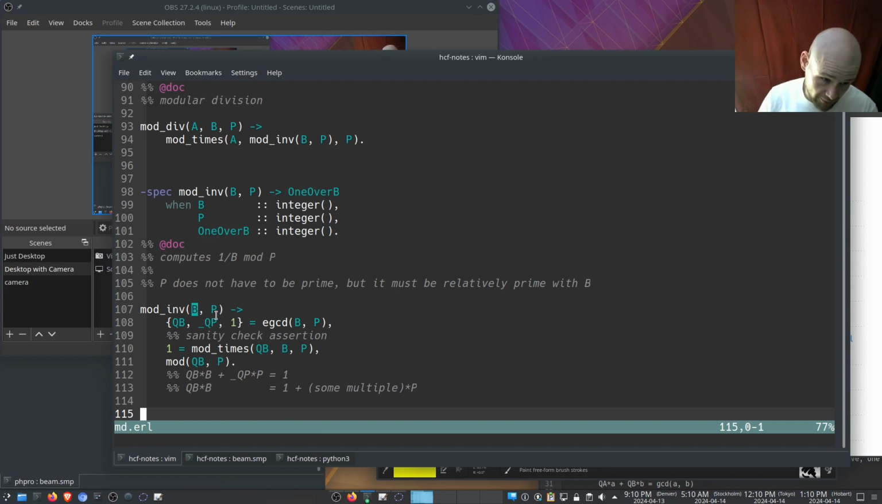Okay, so 1 over b mod p. Once again, we compute qb and qp with 1. This is again asserting that the GCD is 1. This will crash if we tried to compute 1 over 9 mod 12, because the GCD of 9 and 12 is 3, right? Yeah, it's 3.